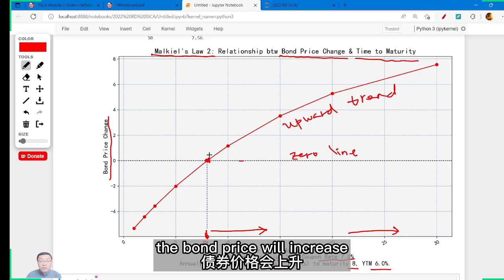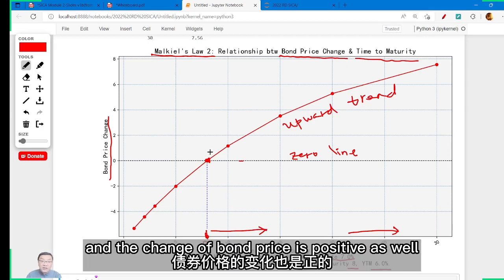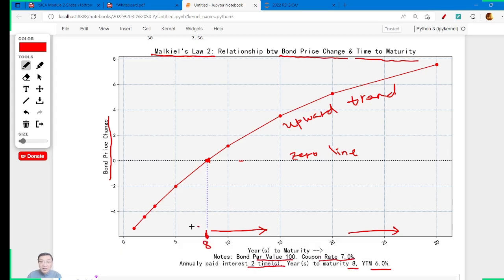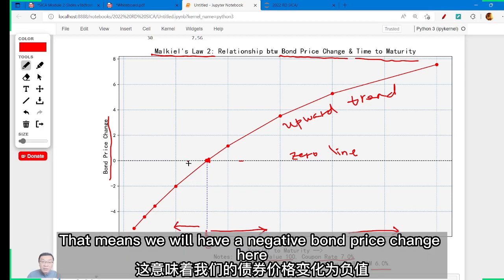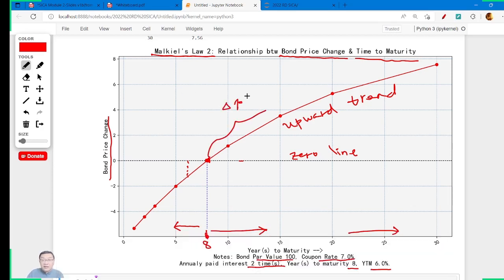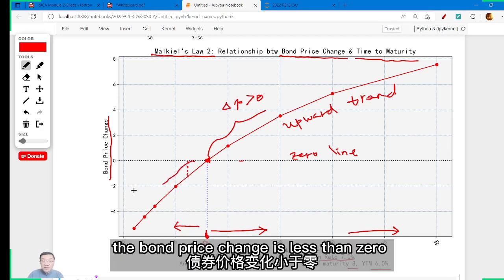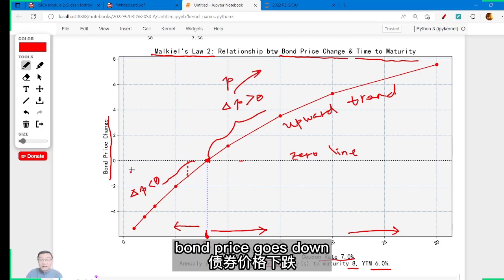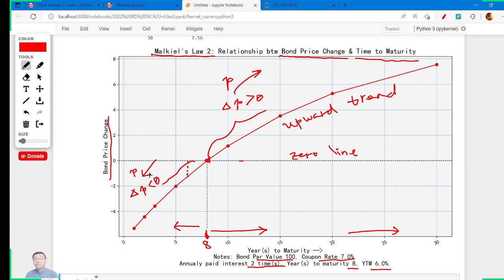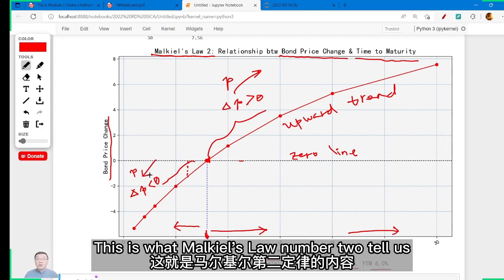When we have longer maturities, the bond price will increase, and the change of bond price is positive as well. When we have a short term to maturity, bond price will go down. That means we will have a negative bond price change here. And this way, the bond price change is less than 0. So bond price goes up, bond price goes down. This is what Moki's law number 2 tells us.